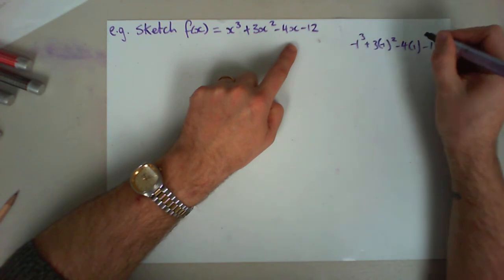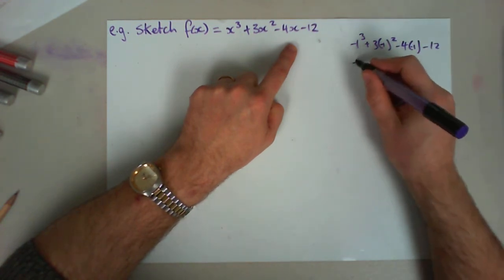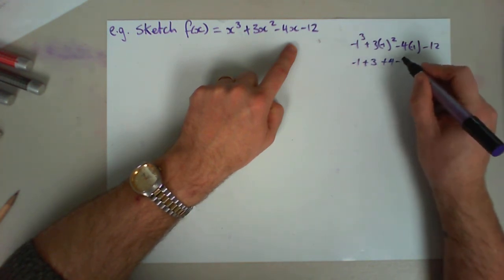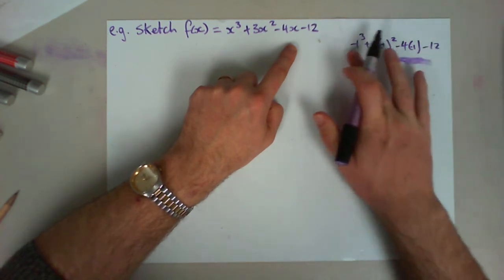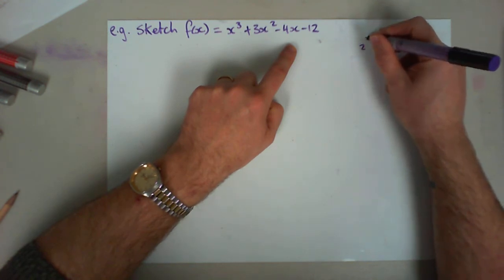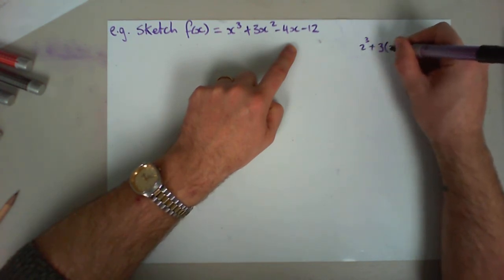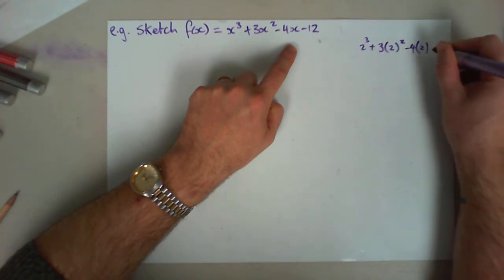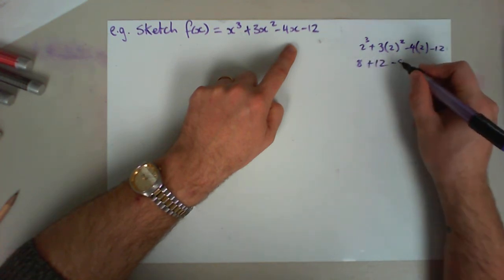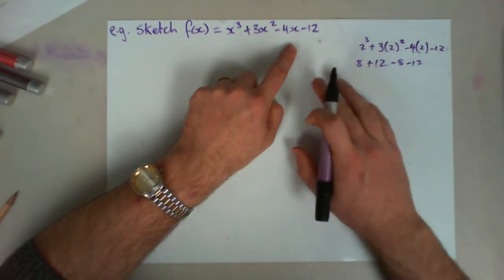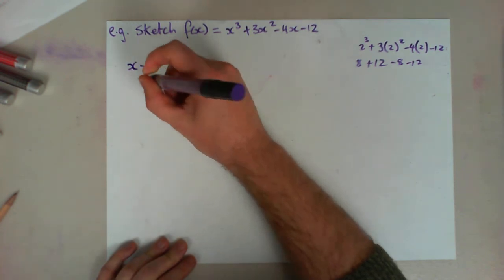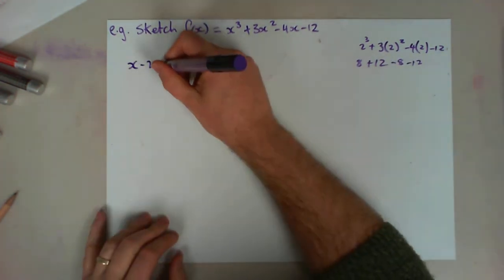If we change it to negative 1, we're going to be negative 1, it's still going to be plus 3, this time will be plus 4, take 12. Still not equaling 0. So then let's try doing 2. 2 cubed plus 3 times 2 squared, take 4 times 2, take 12. This is 8 plus 12, take 8, take 12. Well, that's definitely going to equal 0. So 2 is a factor. Now we can set up our division of polynomials by going x take 2. Remember, 2 is a factor, we're dividing by x take 2.